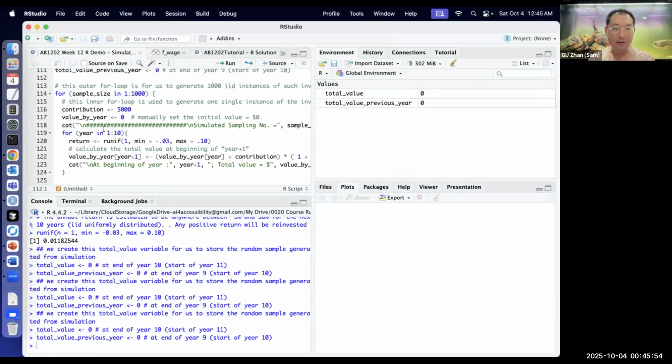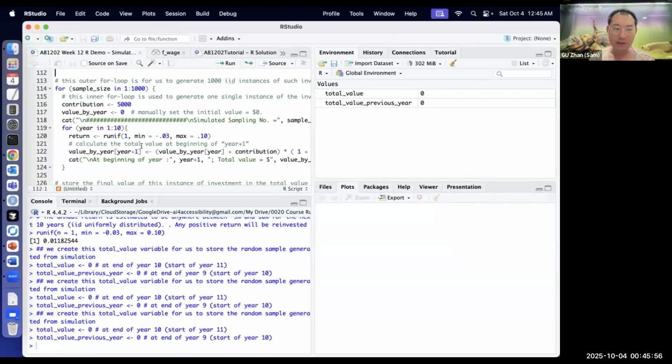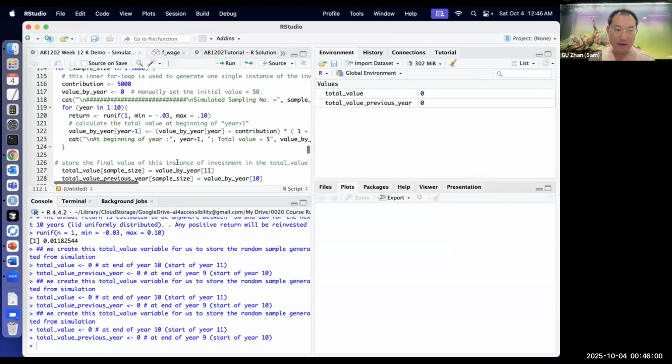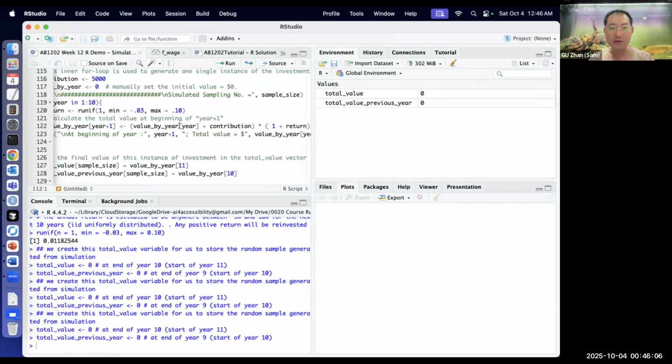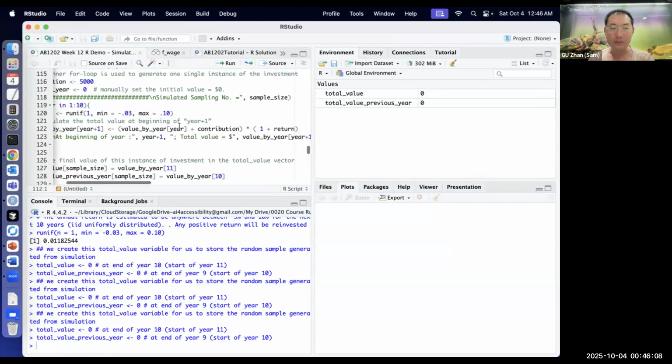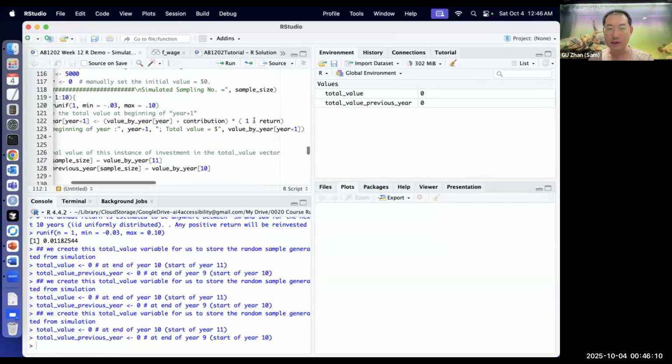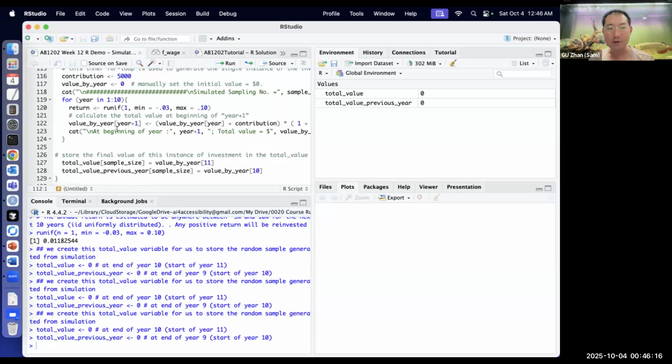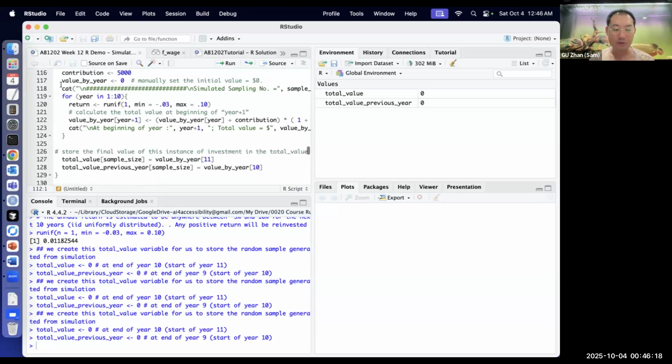Okay, so you need to read this code to understand what is going on. With the explanation here, your next year's value at the beginning of the year is last year's total value plus your contribution, times 1 plus a return. So the beginning of the year is how much money you have.